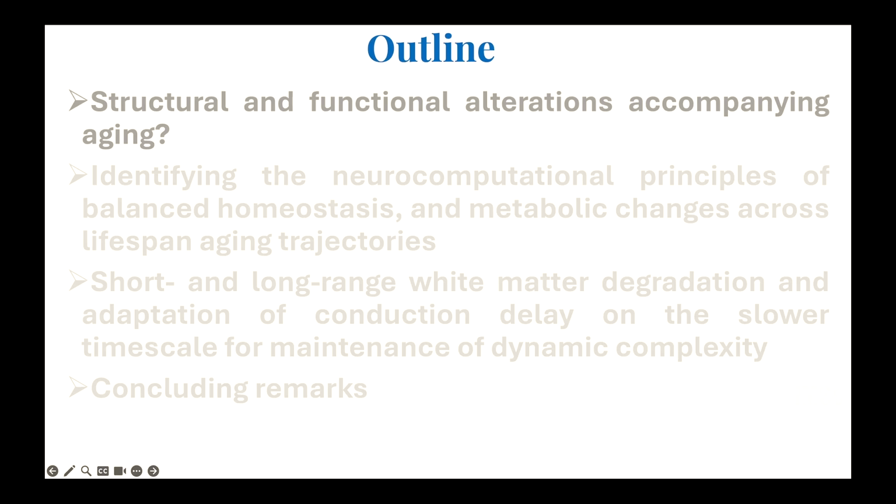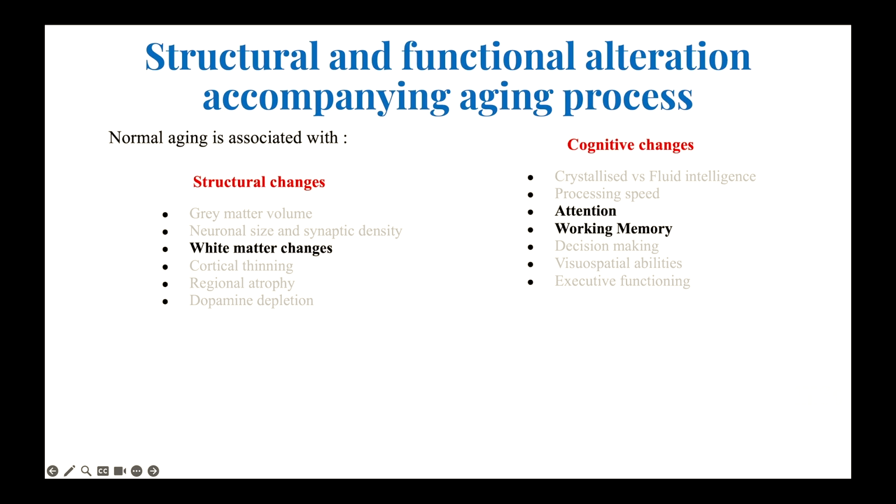These changes could be at various scales. As you can see, there could be change in the gray matter volume, there could be change in neuronal size and synaptic density, there could be change in white matter, and in our lab we are particularly focused on these white matter changes and white matter insults in the brain as you become older, right. And what implication and effect does that have on the emerging brain dynamics or the brain network dynamics. There are other things which can also happen structurally, such as cortical thinning or regional atrophy or dopamine depletion.